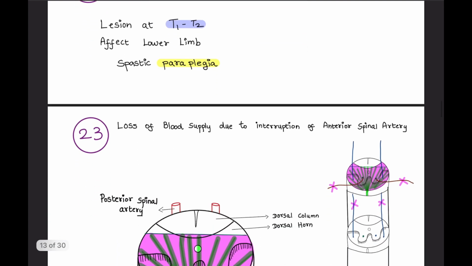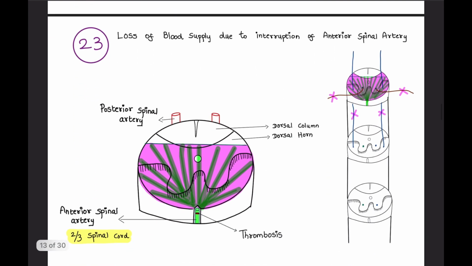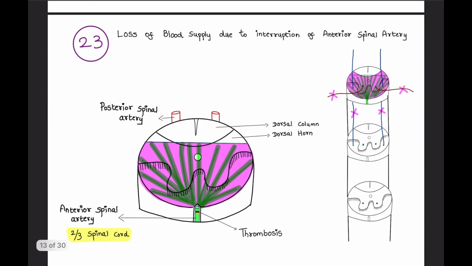Then we move on to the next case. In the next case, there is interruption to the blood supply to the spinal cord. So the spinal cord is supplied by one anterior spinal artery and two posterior spinal arteries. This anterior spinal artery supplies 2/3 of your spinal cord, that is, until here it supplies.